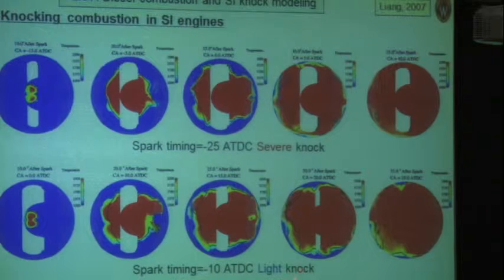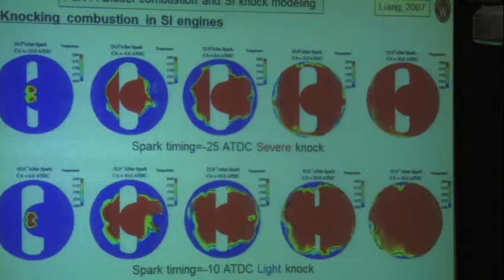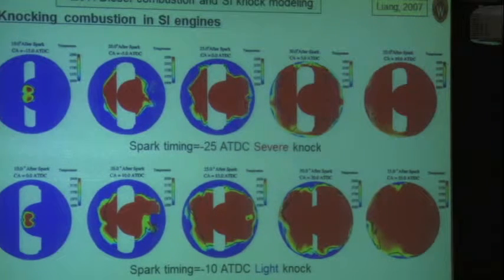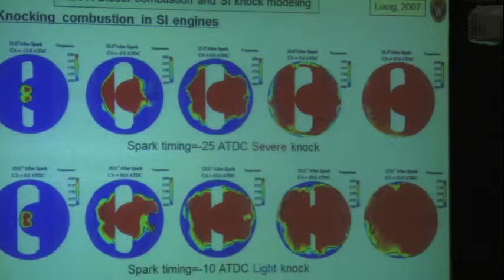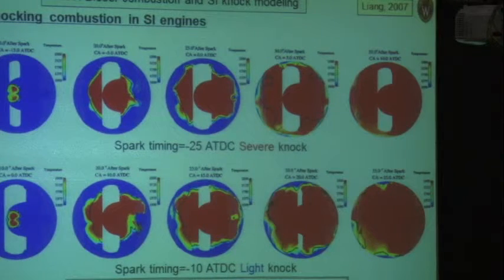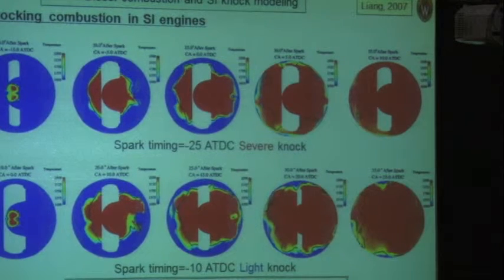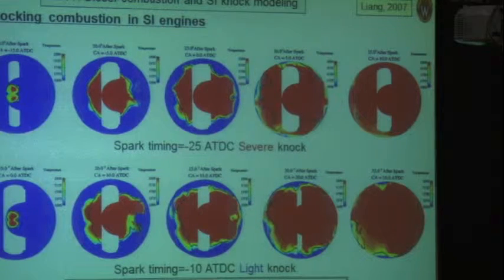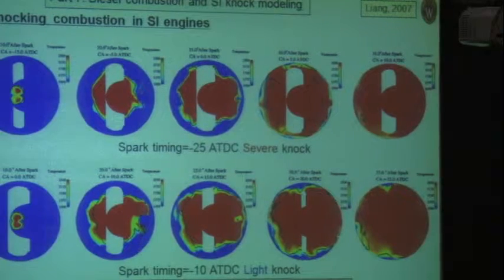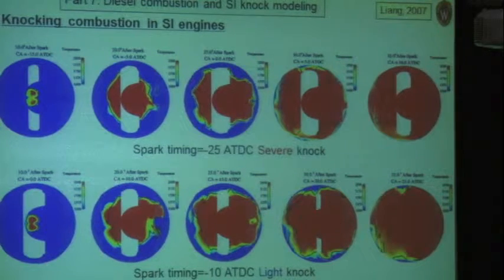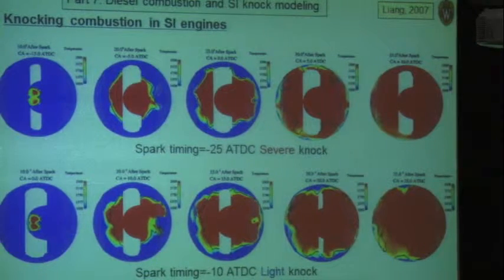For the retarded timing case, we have only light NOC, and here you see very little evidence of combustion occurring ahead of the black G equals 0 surface. Okay, so the factors that affect this NOC intensity would obviously be the end gas, the gas ahead of the flame, its auto-ignition tendency. So what kind of fuel you use. For example, if we add a very high octane fuel to our mixture, like mix it with ethanol, we can inhibit NOC.